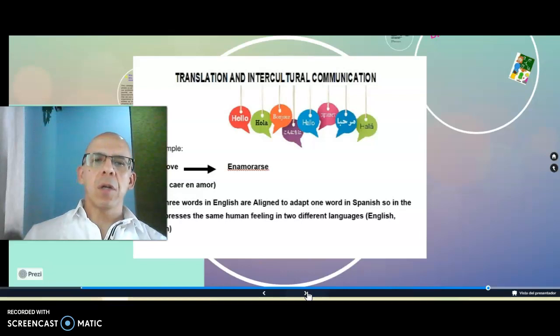Translation and intercultural communication. So when we try to express an idea in another language, we have to find the most accurate one in another language, which most closely relates to. For example, in English, fall in love, and in Spanish, enamorarse. Thus, 3 words in English are aligned to adapt 1 word in Spanish, so in the end it expresses the same human feeling in 2 different languages, English and Spanish.